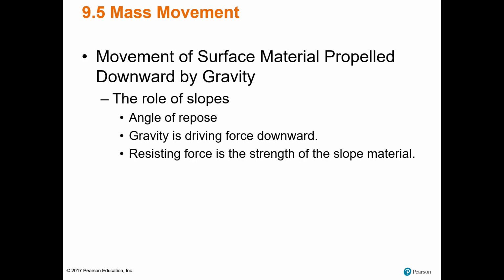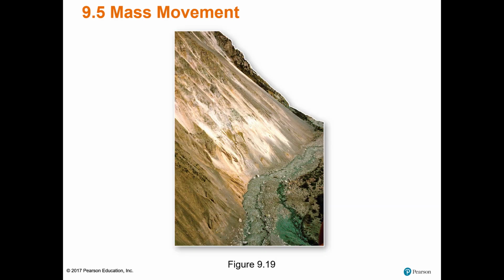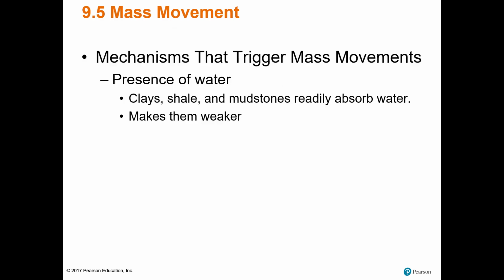The gravity is the driving force, and it is downward of the slope, and the resisting force is the strength of the slope material. So you can see here that there looks to be a shaved off or a much lighter area on the side of this mountain, and that there are several larger rocks and boulders at the bottom of this feature. And so you can see the effects of gravity here have caused erosion and some landslides, which have led to this pattern.